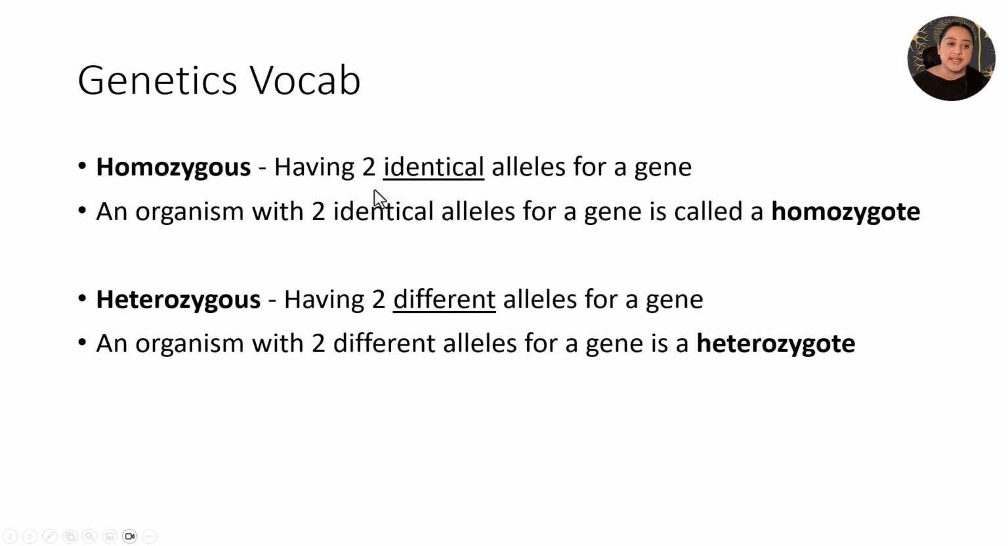And so heterozygous, hetero means different. So having two different alleles for a gene. So for example, having one copy the capital P and one copy the lowercase p, so a dominant and a recessive allele. The purple flower that has the big P and the little p would be heterozygous. It has the two different alleles for the gene, even though it looks like the dominant one, it has both, so it is heterozygous. And again, you could describe something as heterozygous, or you could say it is a heterozygote because it has one of each.